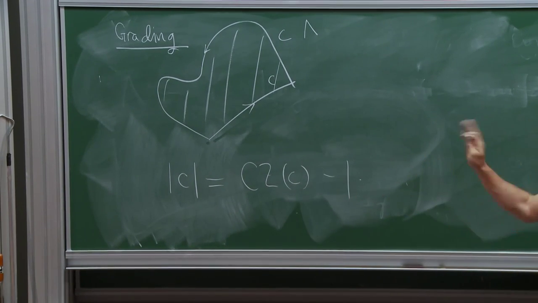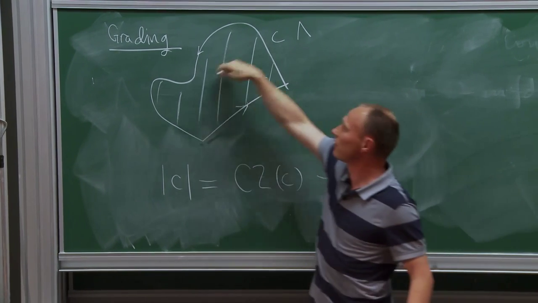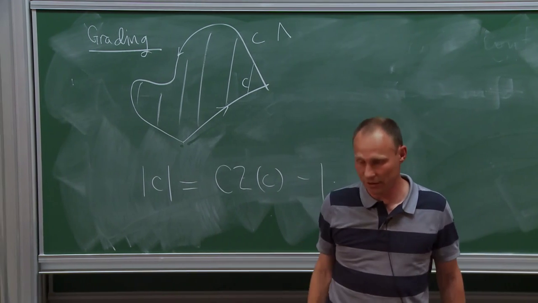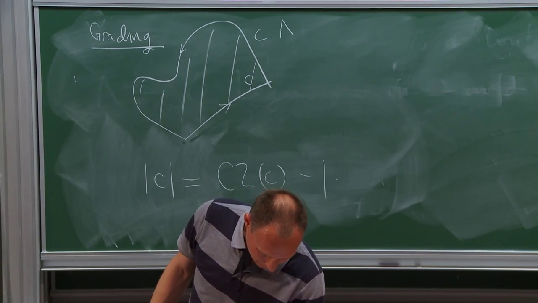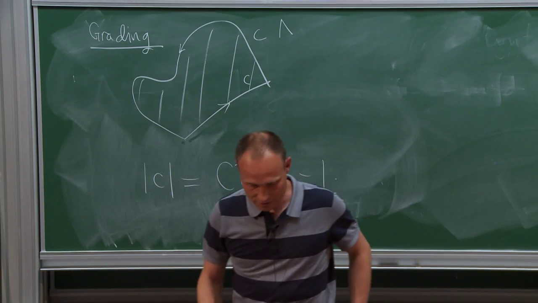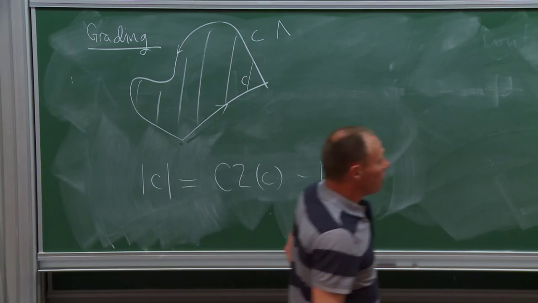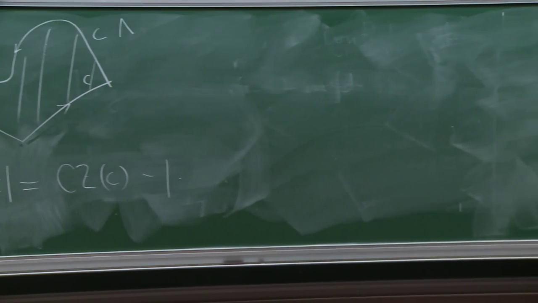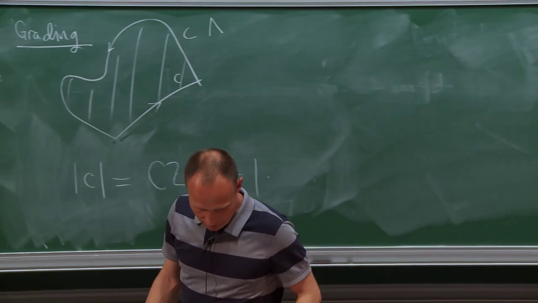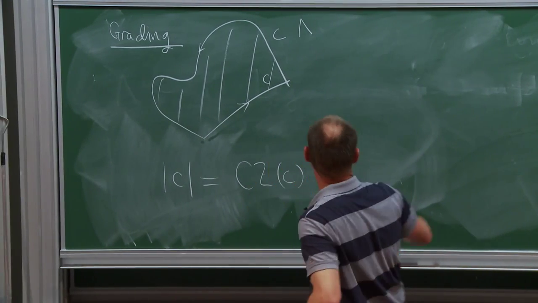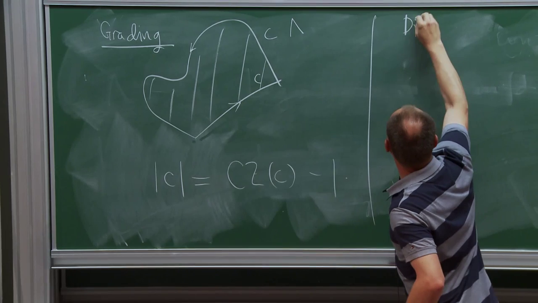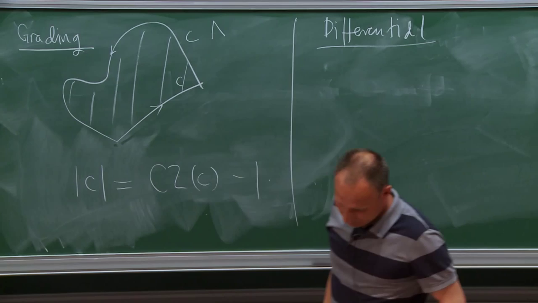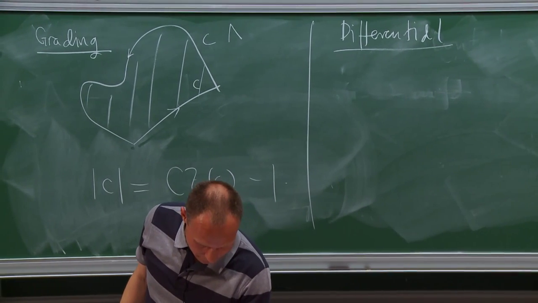I'll leave it at this. This is related to the homotopy class of these Lagrangian plane fields, and this is what normally enters into grading when you compute these indices. So we have an idea about the grading at least. And now, what is the differential? This is of course the most important piece of the algebra.